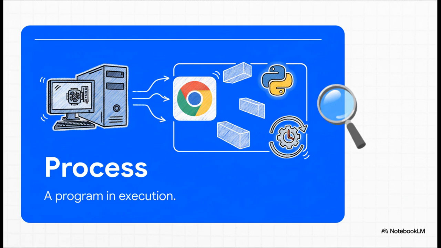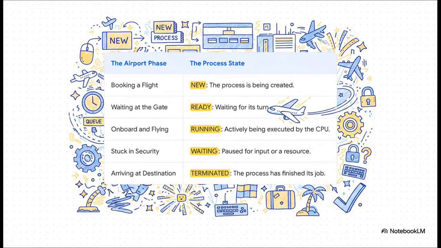A process is just a program that's actually running. So when you double-click an icon to open an app, the operating system basically brings that program to life, turning it into a process and giving it memory and a little slice of its attention. And this is where it gets really cool.